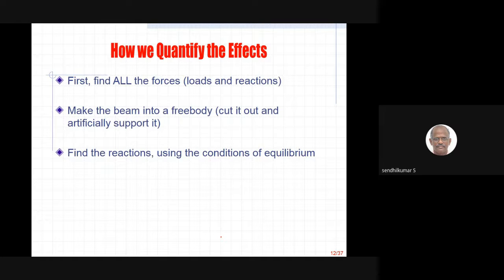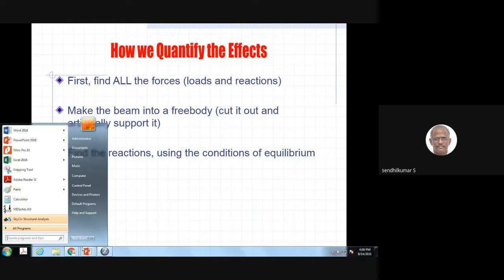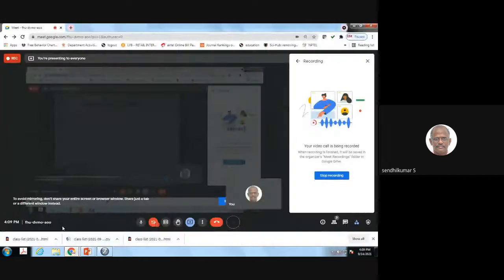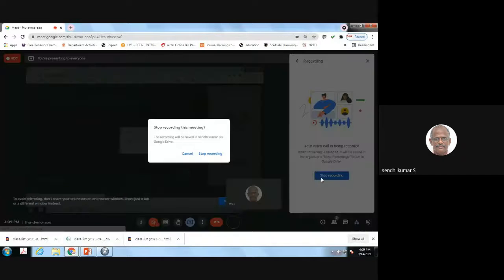The next video will show how to draw the shear force diagram. With this, we'll end this video, and we'll continue in the next video.